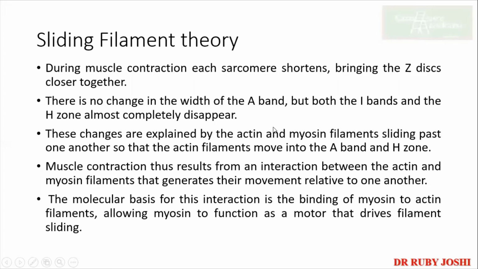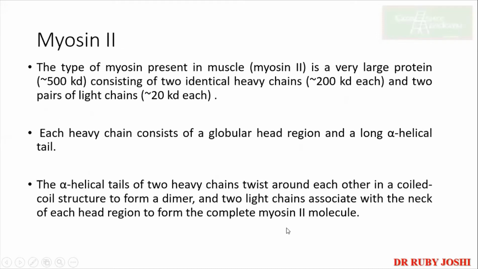So this is just like myosin holding the actin filaments in both directions and pulling towards the center. And that's how the contraction is happening. Okay. Now the muscle contraction thus results from an interaction between the actin and the myofilament that generates their movement. And the molecular basis? The binding of myosin to the actin filaments. Now this is really very, very crucial, like how myosin is binding to the actin.